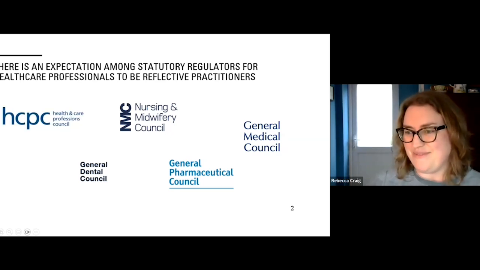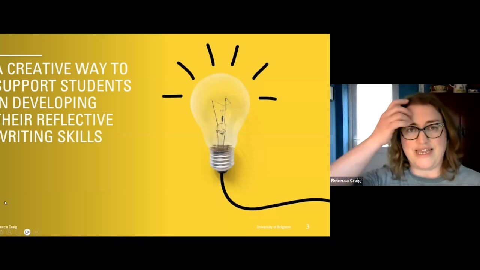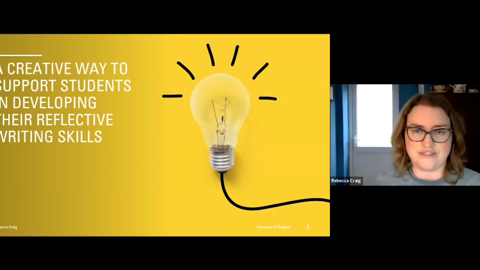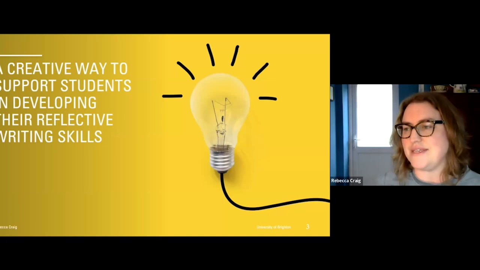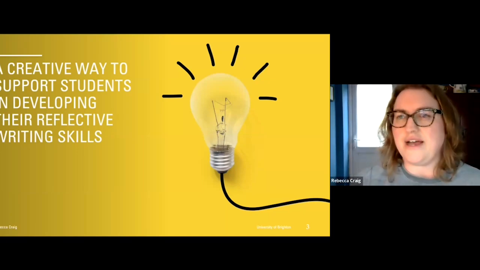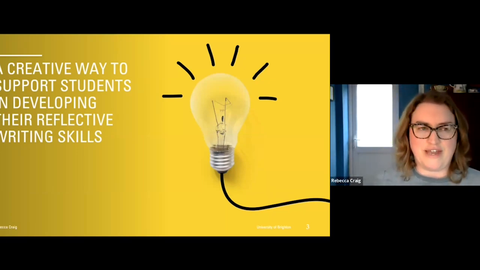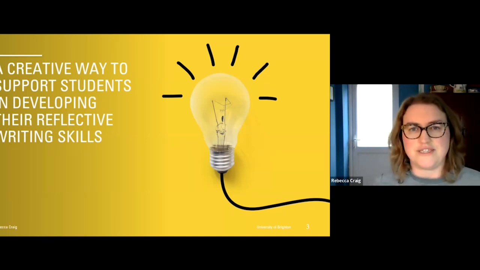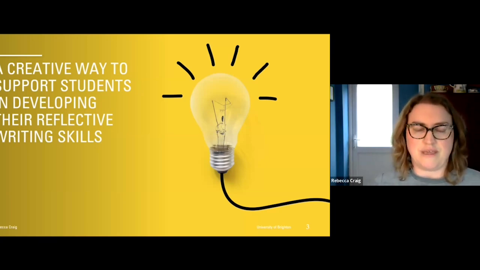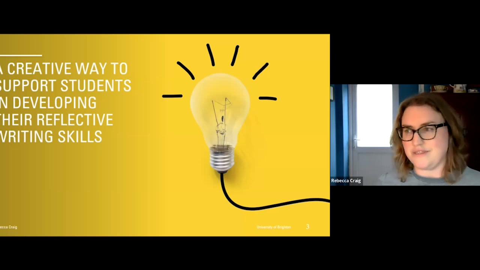However, when I joined the University of Brighton, I recognised with some colleagues that our students were struggling to develop their reflective writing skills, particularly around the depth of critical reflection. Most students were able to do the first stage of descriptive writing, reporting. Some of them were starting to use a bit of literature to critically explore some elements of reflective writing, but students were struggling to get to those next stages, even in their final year of their nursing degree, where they do some quite large reflective assignments.